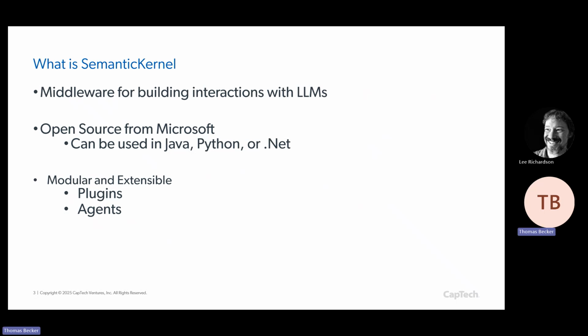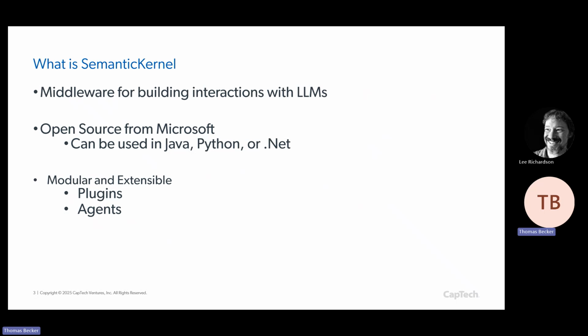So what is Semantic Kernel? Semantic Kernel is quite simply a middleware for building interactions with LLMs. And that's interactions, it's not just chatbots, not just chatting with it. You can do text embeddings, text to speech, and audio to text going the other way. You can generate images. Anything you can do inside of an LLM, Semantic Kernel wraps that for you. It's really just an SDK, is all it boils down to.